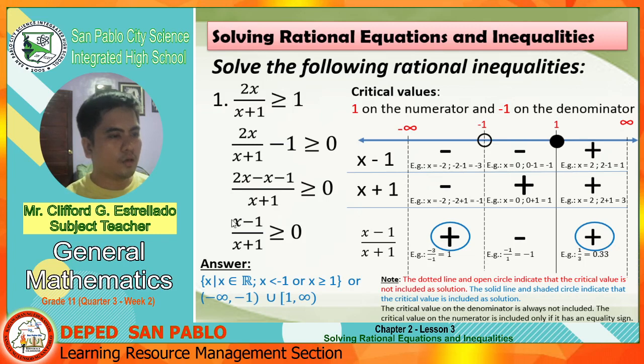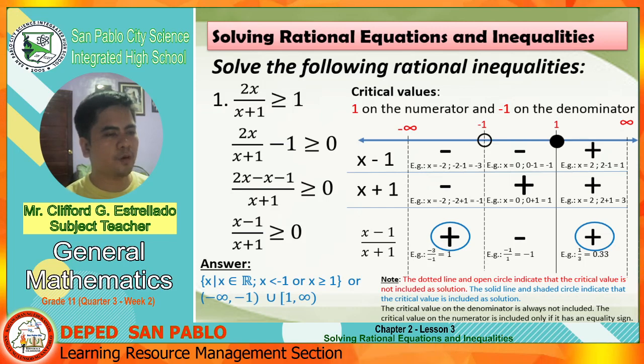So on our numerator, if we equate it to 0, x minus 1 is equal to 0. So we have x is equal to 1. So meaning 1 is the critical value. On our denominator, x plus 1 is equal to 0. So x is equal to negative 1. So negative 1 is our critical value. So meaning we have critical values of 1 and negative 1.